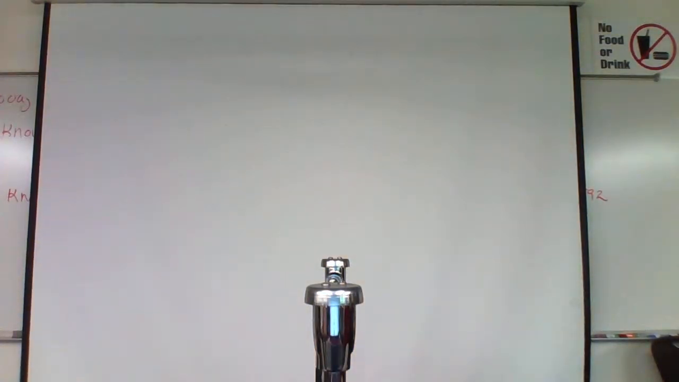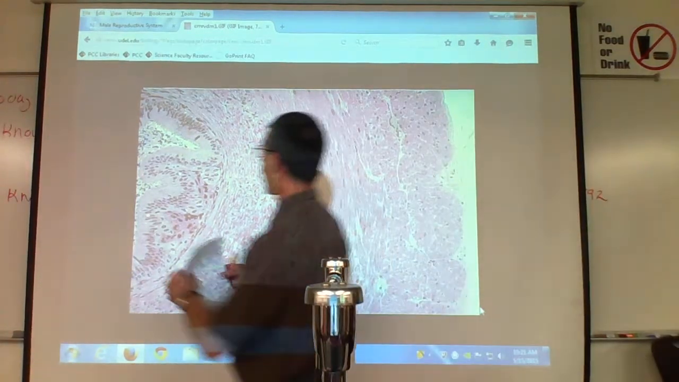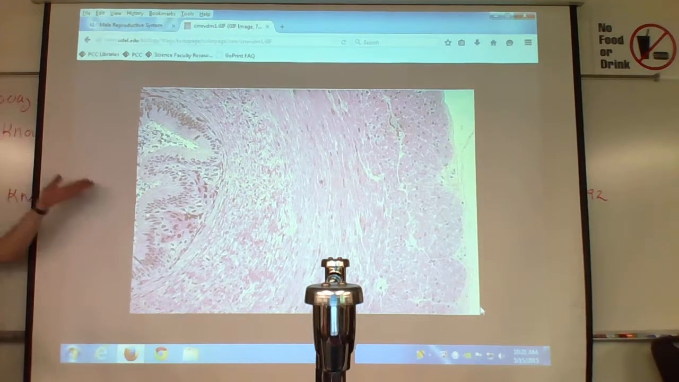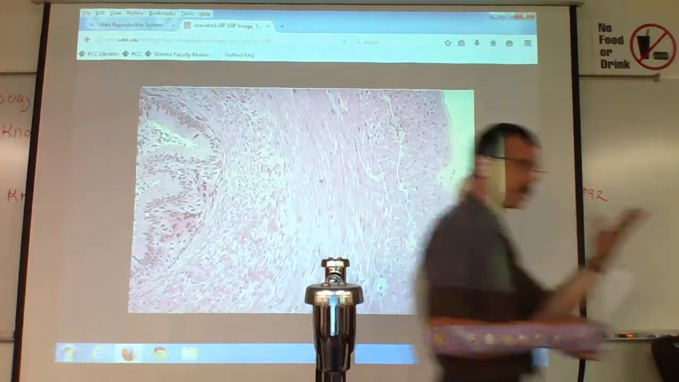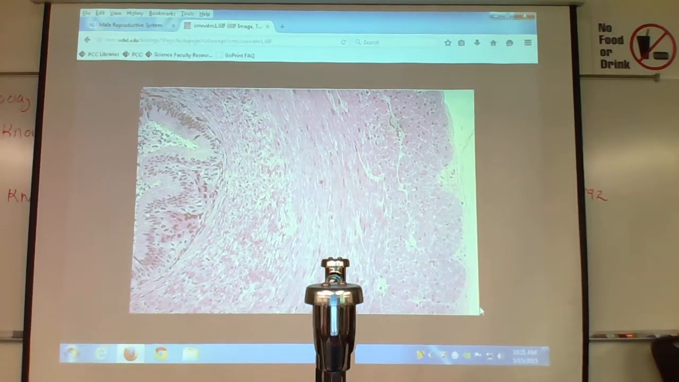Let's see. What else do we have to do? Oh, yeah. This is a close-up. See if you can figure out what it's a close-up of. Ductus deferens, or vas deferens. I see lots of muscle. I can see that kind of star shape appearing over here. That sure isn't a testis or anything else. So that's the ductus deferens, or vas deferens.